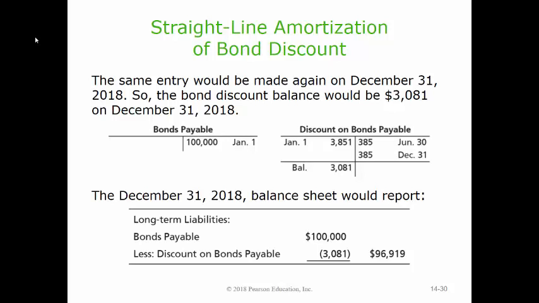We started at $3,851. Assuming that we've paid interest twice, and we would have recorded that same exact journal entry a second time, we would have removed $385 in value from that account 2 times, bringing its balance down to $3,081. And now, on our balance sheet, we will be reporting $100,000 in bonds payable, less a discount of $3,081 for a carrying value of $96,919.